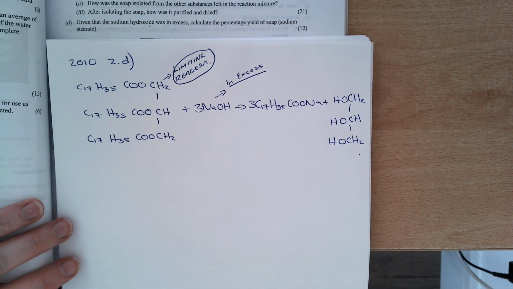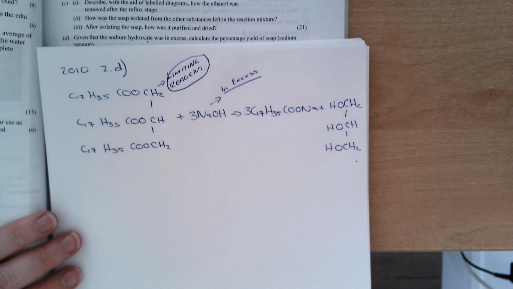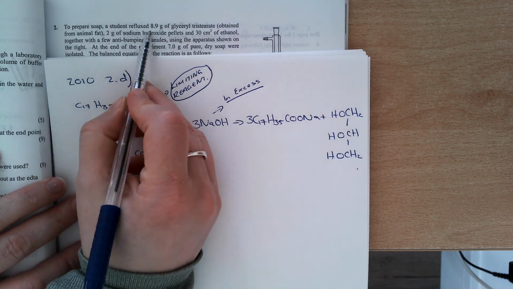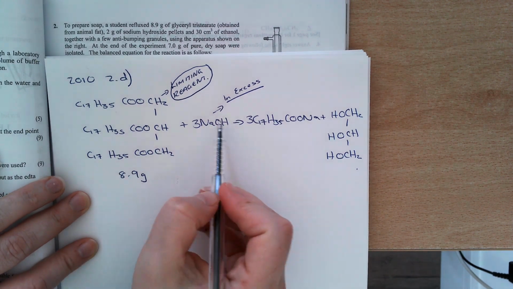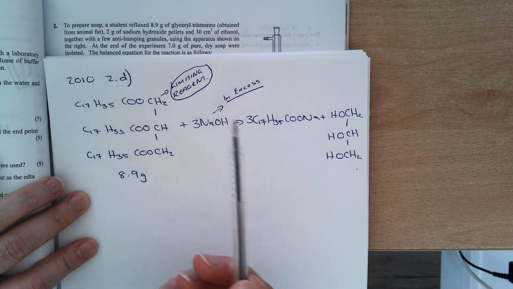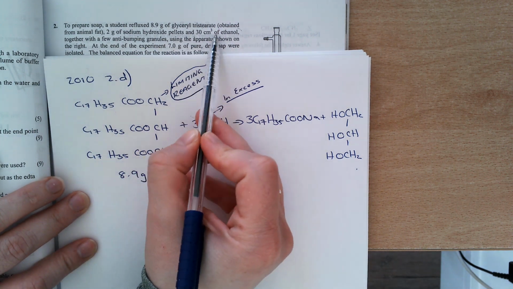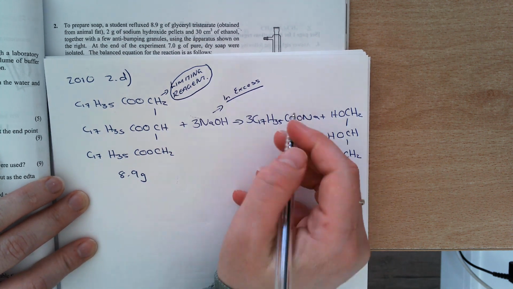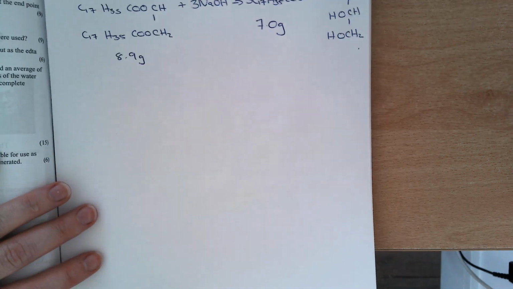In this question, we're told which one is which. So we're asked to calculate the percentage yield of soap. What I'm going to do is go back up and work out what I have. I'm told I have 8.9 grams of my glycerol tristearate. I'm not worried about my sodium hydroxide because that's in excess. It's not going to have any effect on the amount of product that is formed. Again, the 30 centimetres cubed of ethanol only acts as a solvent, so that has nothing to do with my calculation. And over here I'm told that I end up with 7.0 grams of my soap.